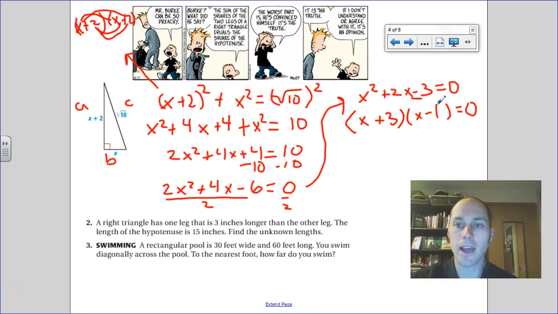So hopefully you remember how to factor from algebra. Then we use the zero product property. So this term equals 0, or x minus 1 equals 0.